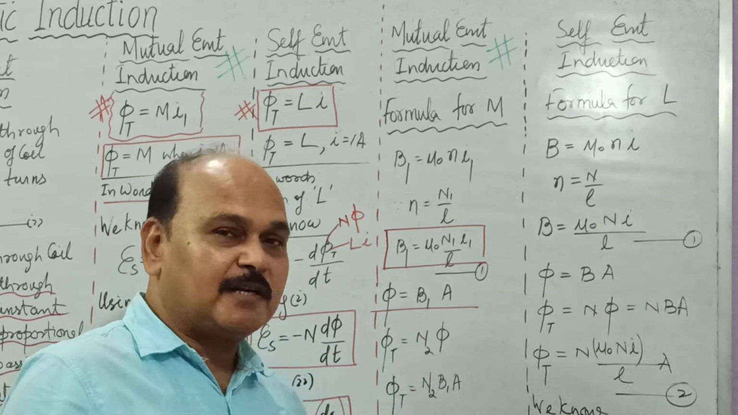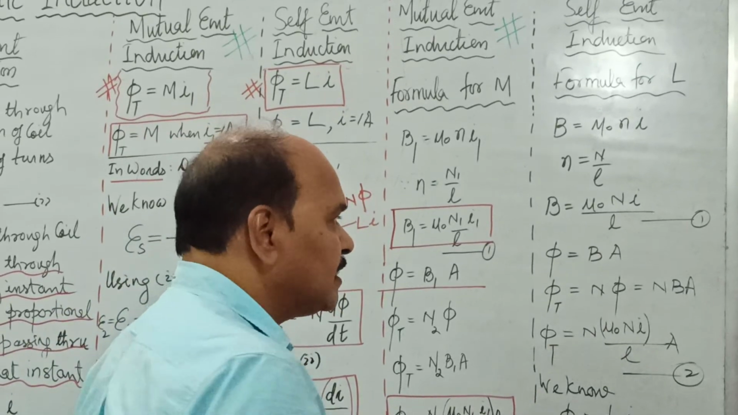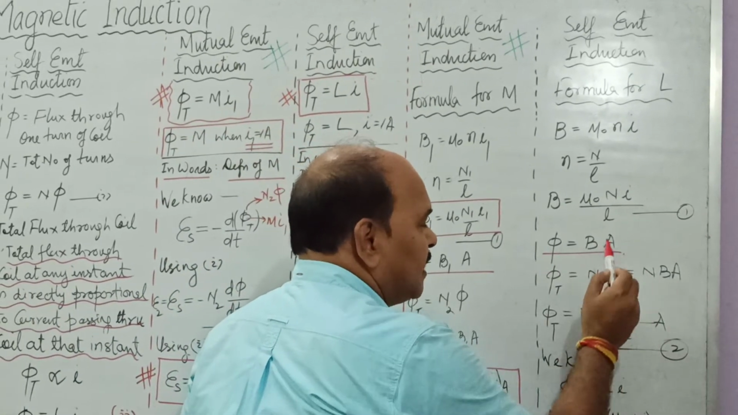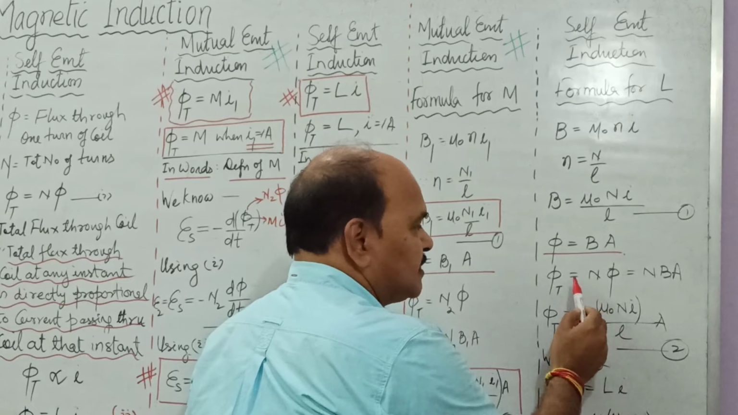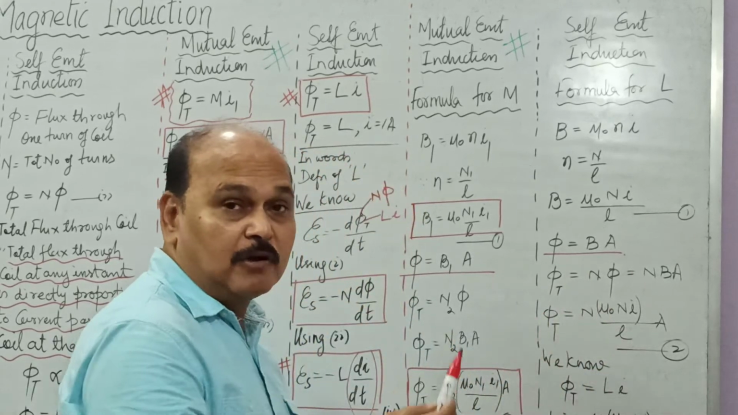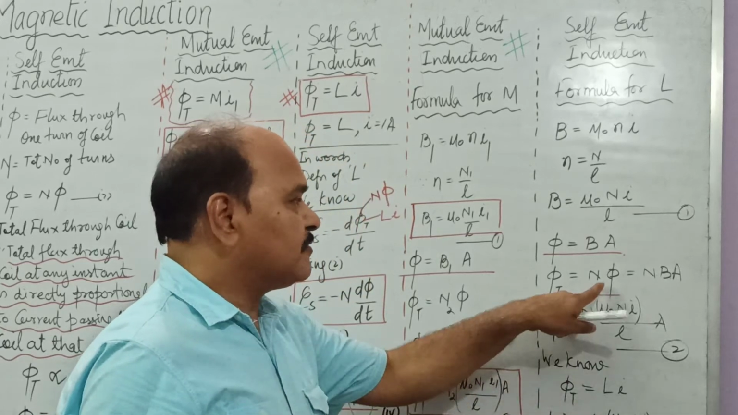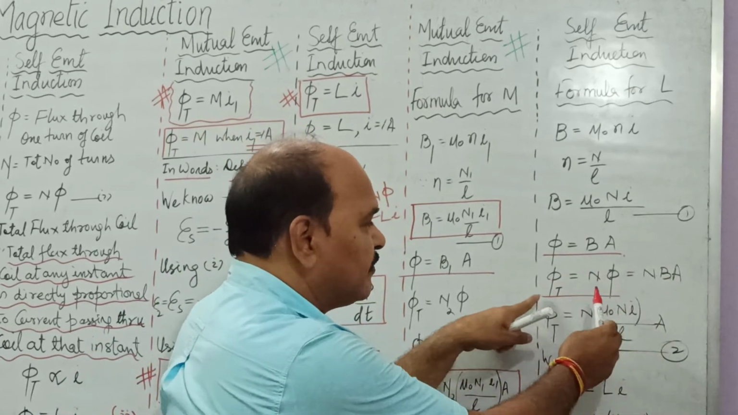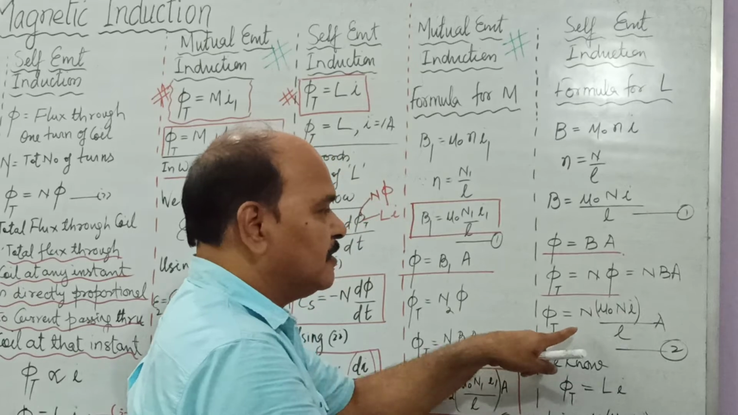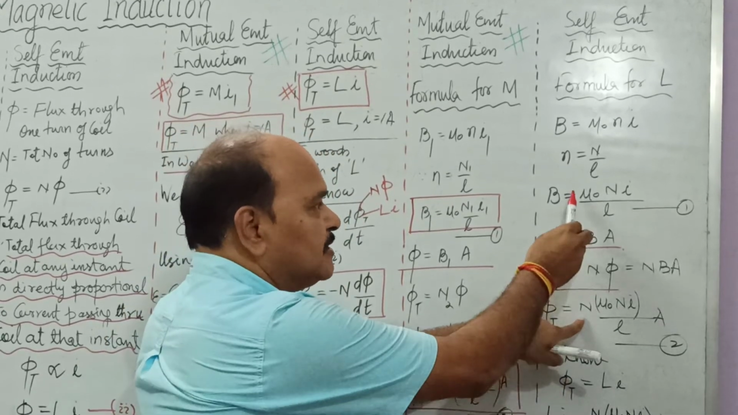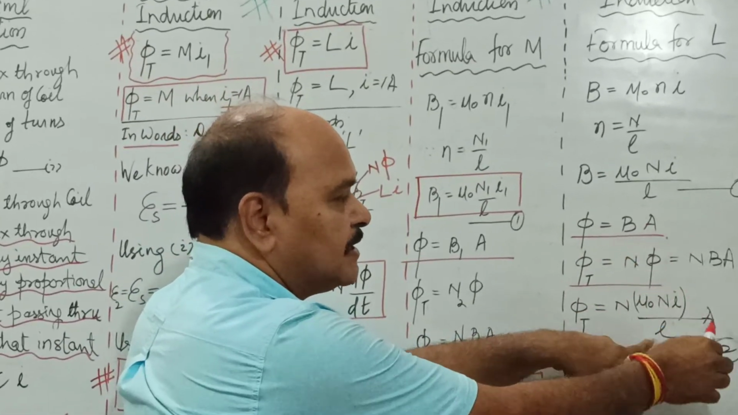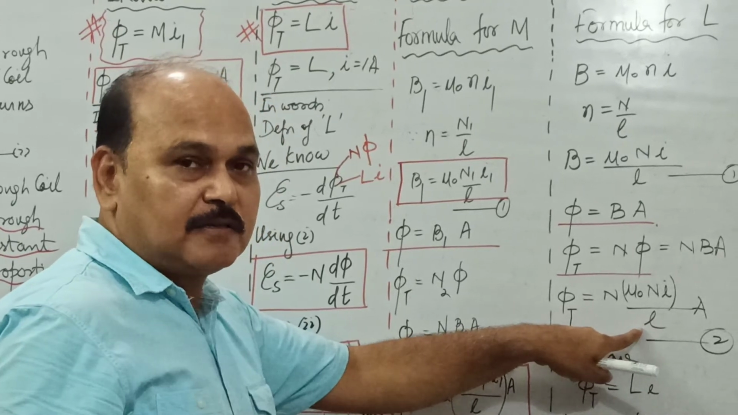Flux passing through one turn is what? B into A. And what is the total flux passing through all turns? N into phi. We know that. And what is this phi? This phi is BA. So the total flux is NBA. N is written as it is, B is copied here, and A is written as it is. A is the area of the coil. Just a single coil.